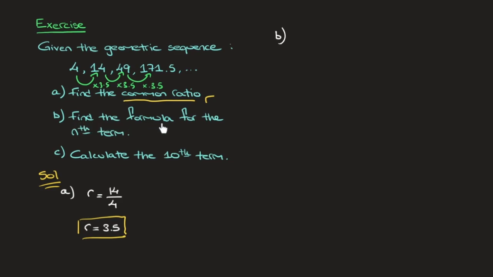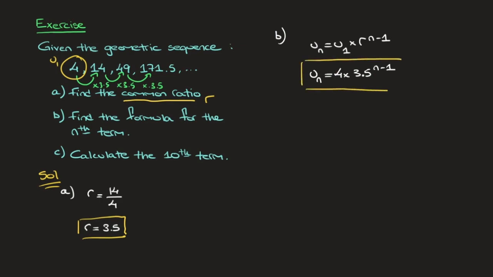And in question B, we need to find the formula for the nth term of this sequence. Now, in a previous video, we had seen that every geometric sequence or geometric progression has a formula for its nth term given by u sub n equals the first term, u sub 1, times the common ratio r raised to the power of n minus 1. And so all we need to define the formula is the first term of the sequence, which is 4, and the common ratio, which we found was 3.5. So using those two results, we can state that the formula for the nth term, u sub n, is equal to 4 times 3.5 raised to the power of n minus 1. And we're done. That's the formula we needed to find.